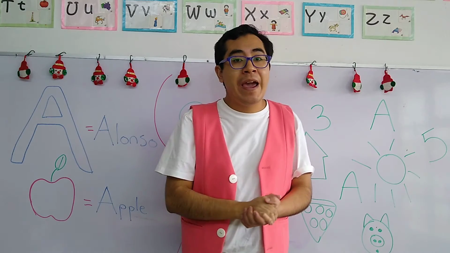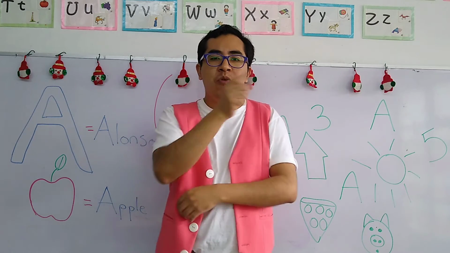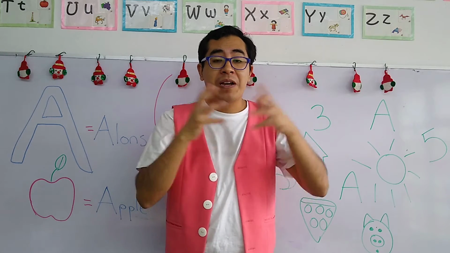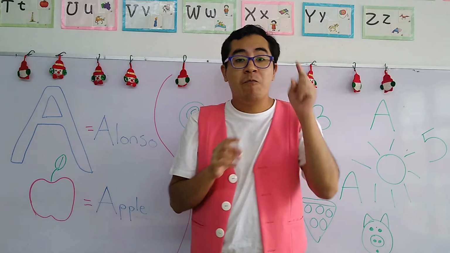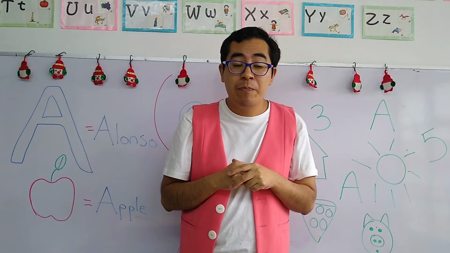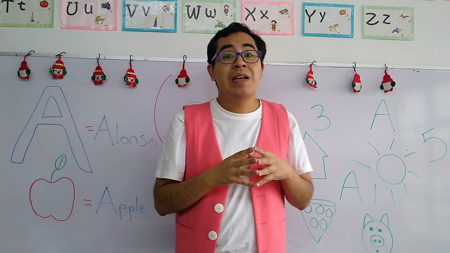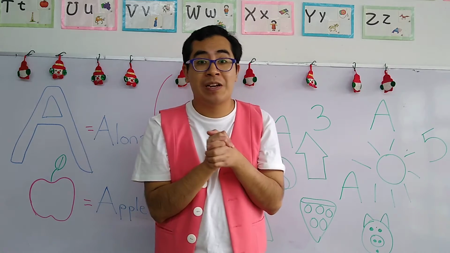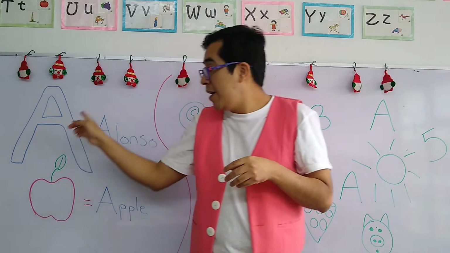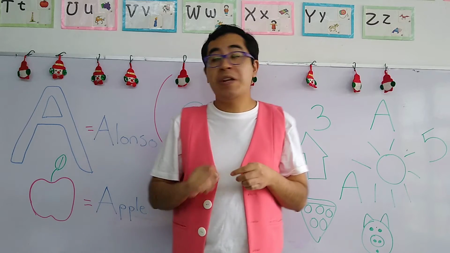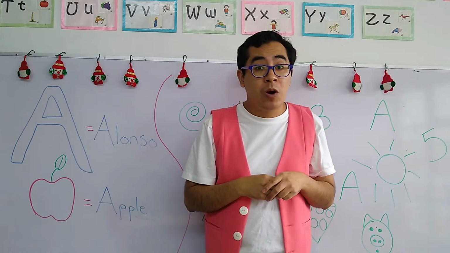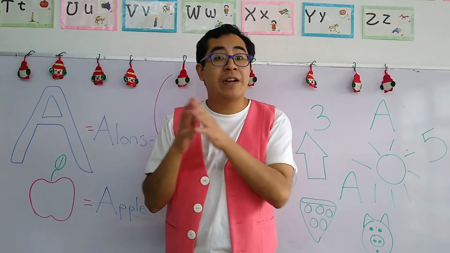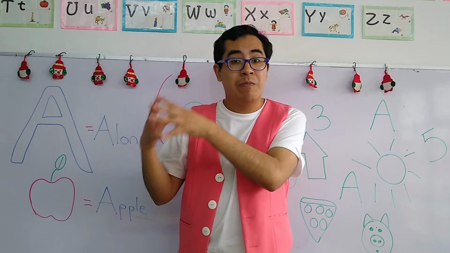So, capital A. Now, what objects do you remember begin with the letter A? ¿Se acuerdan qué objetos empezaban con la letra A? One of the most common is the name of people. Tenemos el nombre de una persona. In this case, one of our students, one of our friends, uno de nuestros compañeros de clase, begins with the capital A. Now that person, that student is Alonso. The name of Alonso begins with the capital A, okay? Now remember, that is the name of a person. Ese es para nombres de personas.